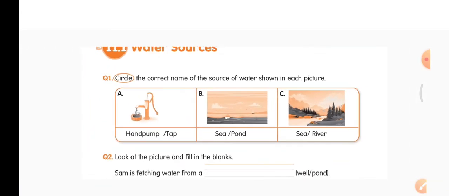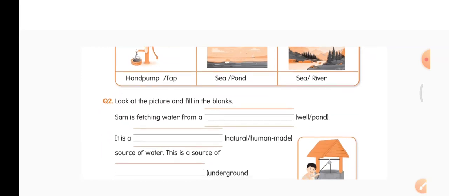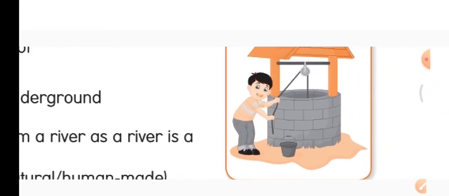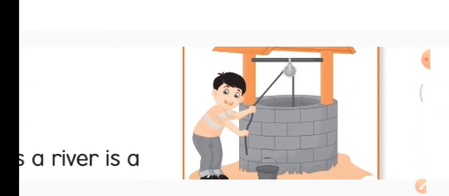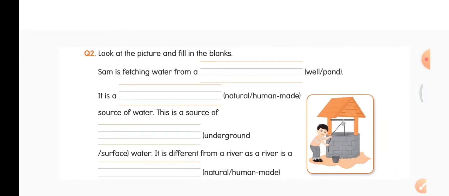So, once again you check your answer. A. Hand pump. B. Sea. C picture is river. Question 2. Look at the picture and fill in the blanks. Sam is fetching water from a dash. So here is Sam looking at you and he is also drawing water from the well. Observe carefully. Now you fill in the blanks, Peter.